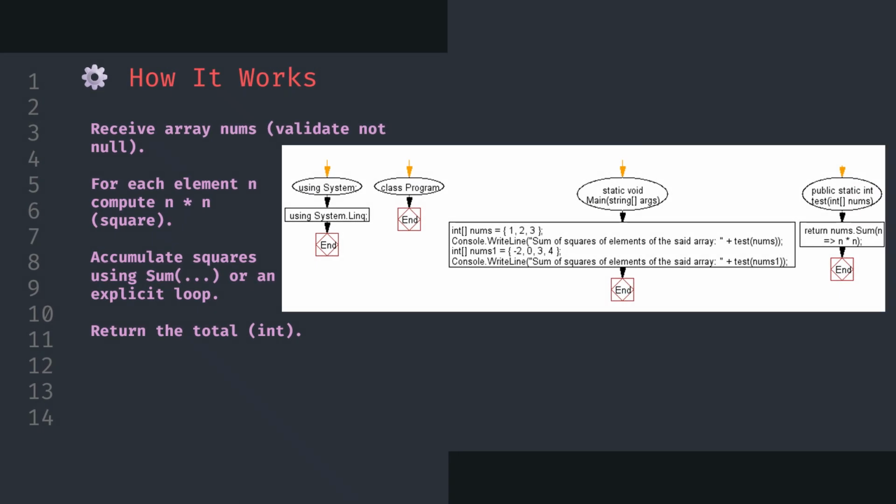Mechanically, we iterate the array, square each item, and then add them. LINQ's Sum does the iteration and accumulation for us when we provide a selector. If you prefer step by step, use a for loop with an accumulator variable. Same result, and sometimes easier when adding logging or handling big numbers.